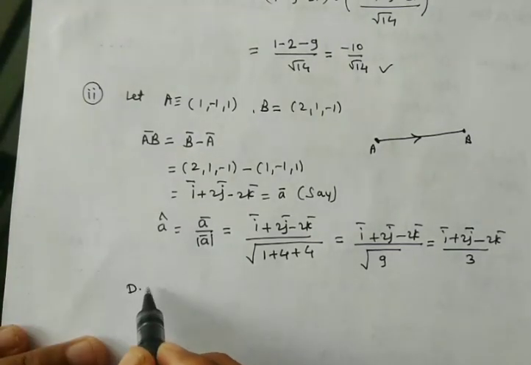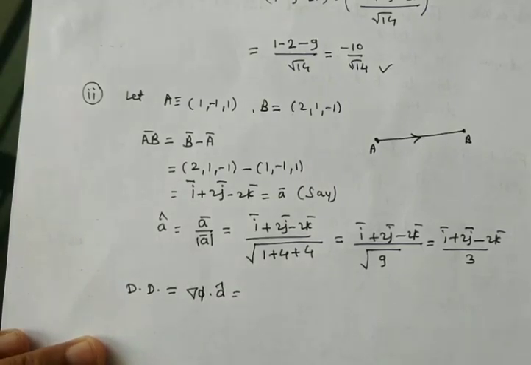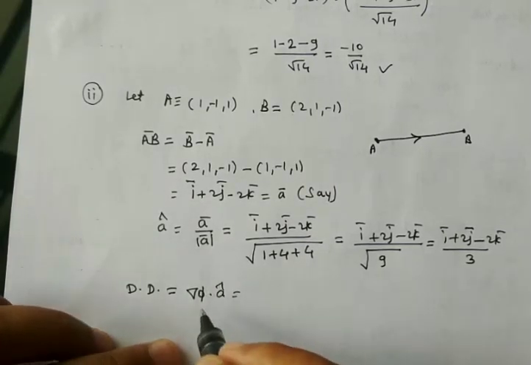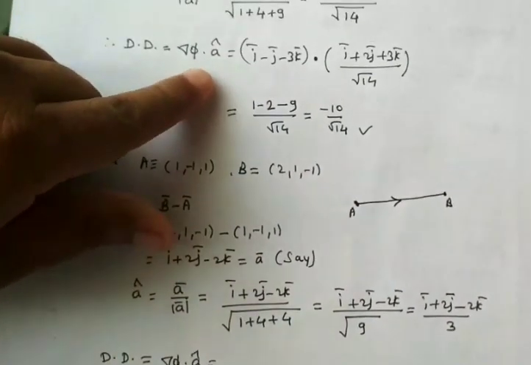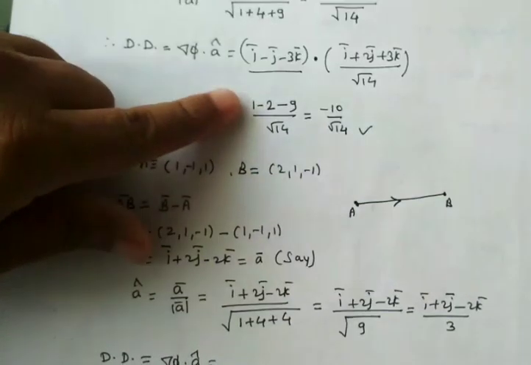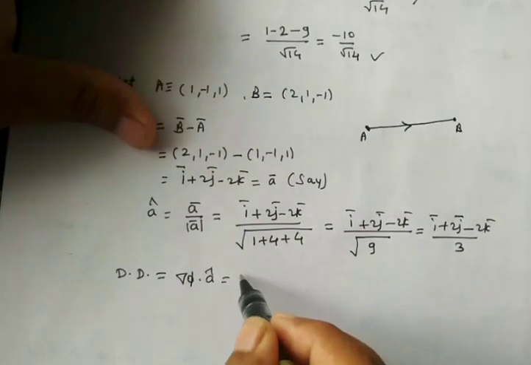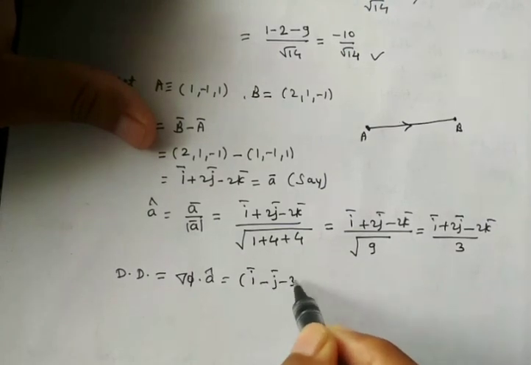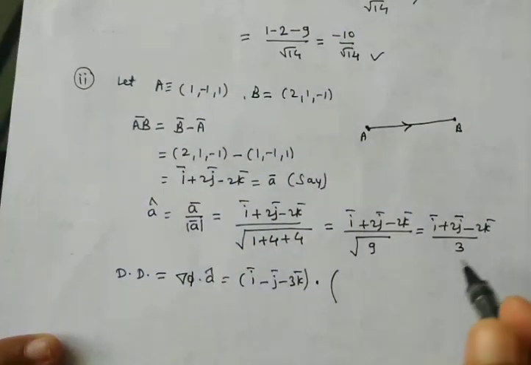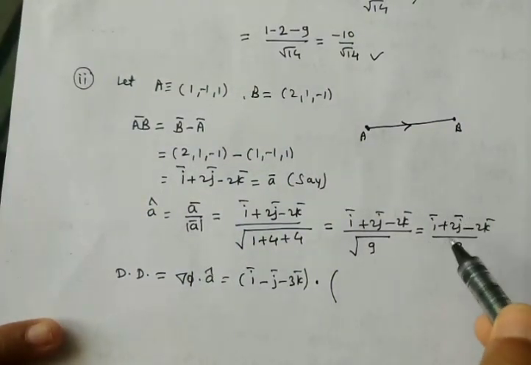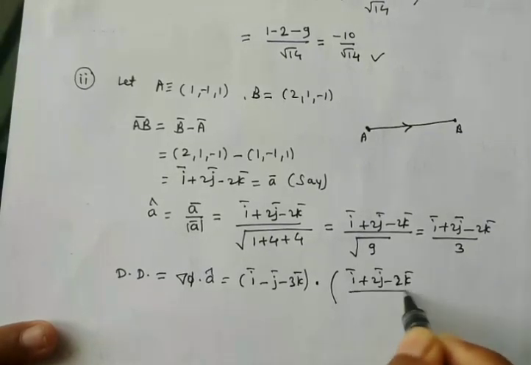Now directional derivative is equal to, again, the formula del phi dot A cap. Now del phi, that value is already calculated in the equation star. Here also that value is written. Value of del phi is I bar minus J bar minus 3K bar. So we can directly take this value, I bar minus J bar minus 3K bar, dot product with A cap in the direction. So in this direction we have to find the directional derivative. So I bar plus 2J bar minus 2K bar upon 3.